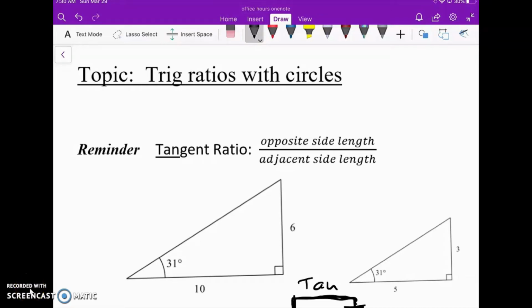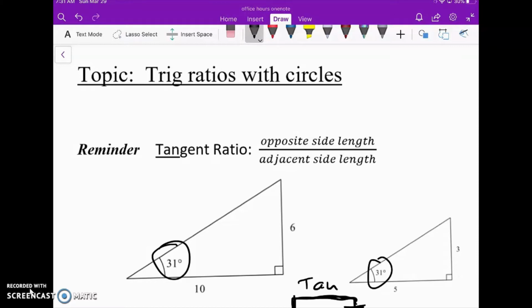The topic for today is trig ratios with circles. First, a little reminder, our tangent ratio is defined as the opposite side length over the adjacent side length. You can also think of this as steepness of the triangle. Both these triangles have 31 degree angles. You can see they have the same steepness. One is bigger than the other, but they're equally steep.